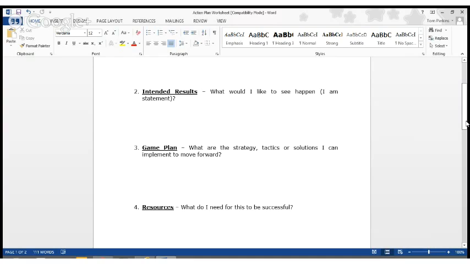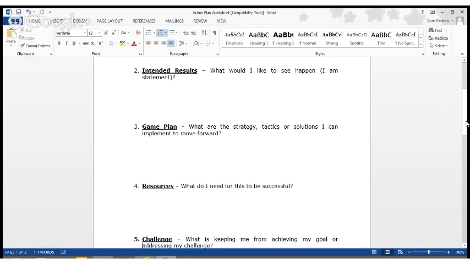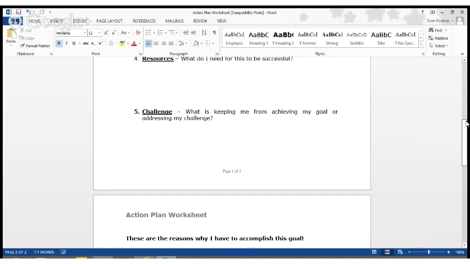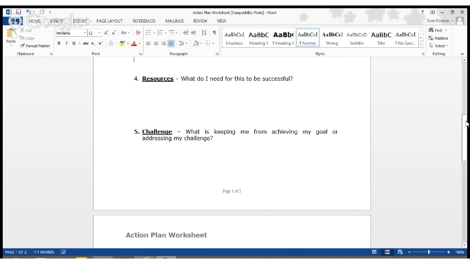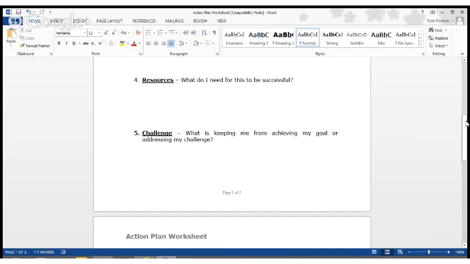The game plan: what are the strategies, tactics, or solutions that I can implement to move forward? I need to lose weight, so I'm going to get some workout clothes, some sneakers, some DVDs. I'm going to get a coach. I'm going to stop eating fast food. I'm going to drink half a gallon to a gallon of water per day. These are some of the tactics and solutions you can implement. The resources: what do I need for this to be successful? Well, I need some good shoes, some good clothing, and some good advice from a professional, whether it's from DVDs or upfront.